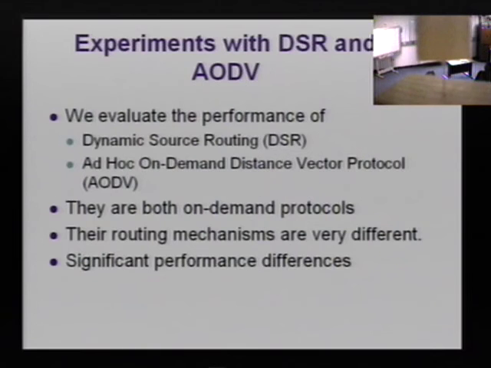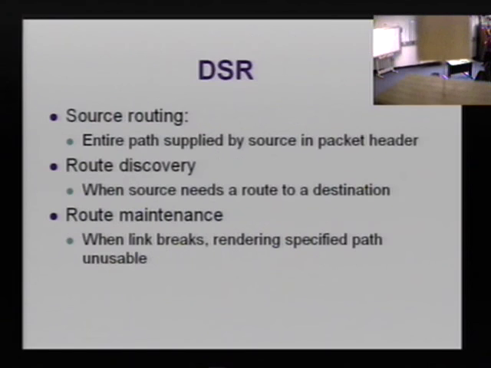So the next stage is we did experiments with DSR and AODV. Both are on-demand routing protocols, but they have some differences, and this leads to different performance. DSR is basically just source routing. The source route is in the packet header. It doesn't use tables. Route discovery is used on-demand to find a route to the destination. Route maintenance is done when the link breaks.